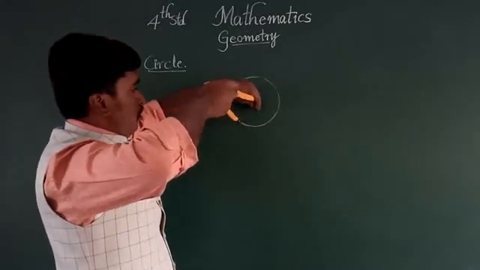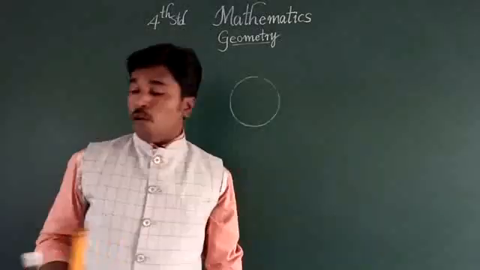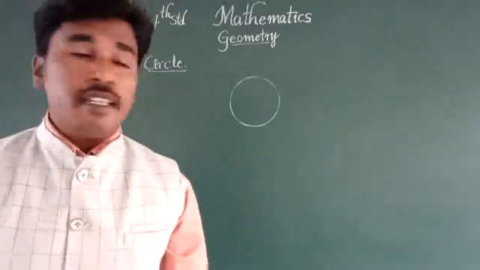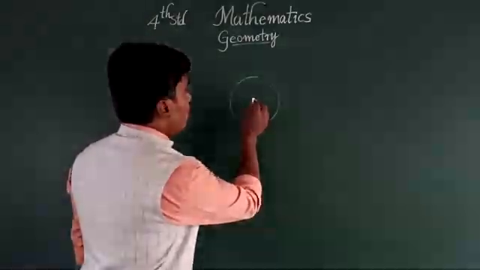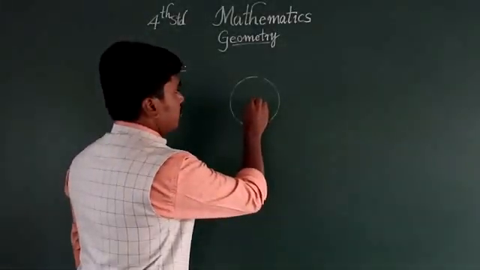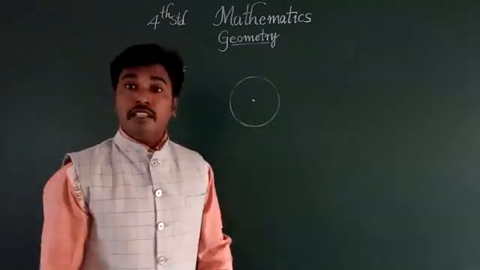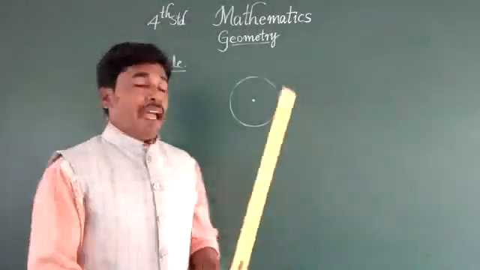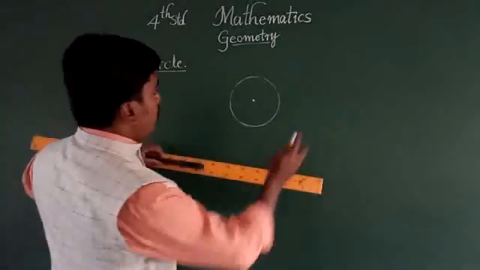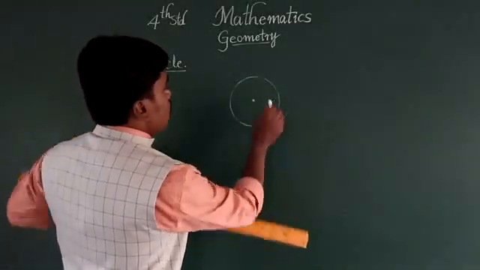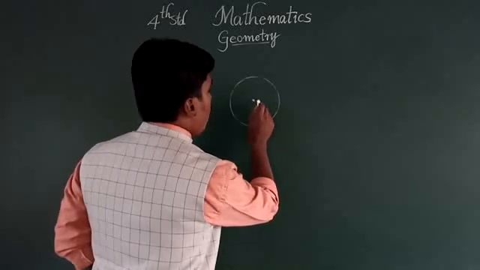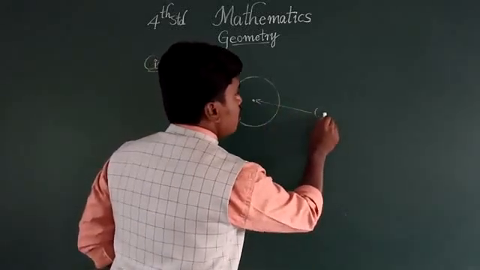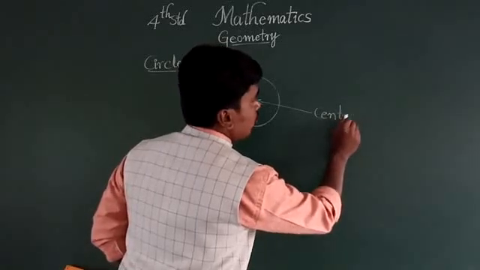So dear children, observe this. Now what is the shape? Definitely it is the shape of a circle. Exactly, it is in circular shape only. Here I would like to mark this point. Okay, the point. This is called the center of the circle.